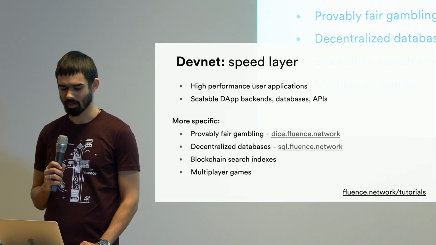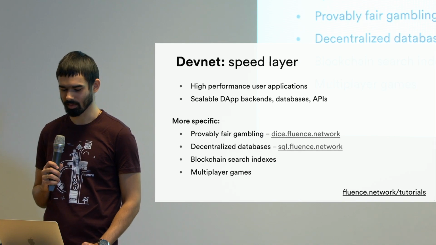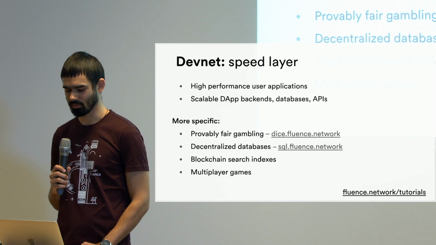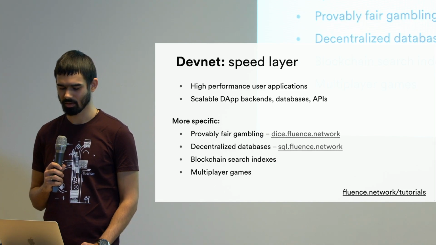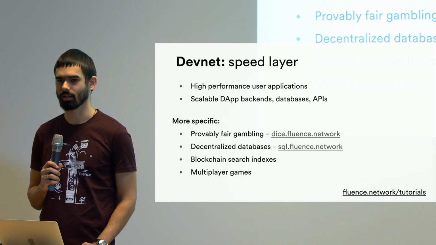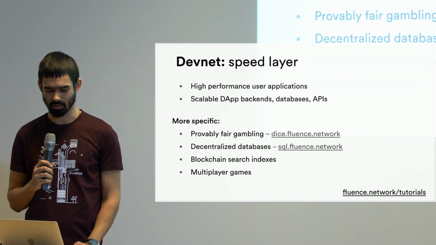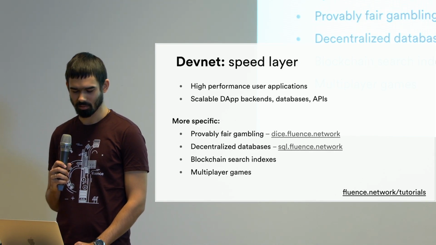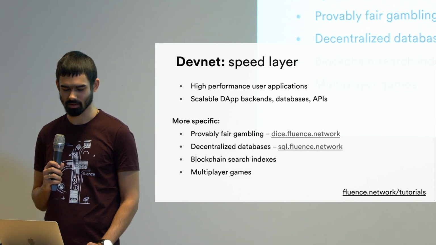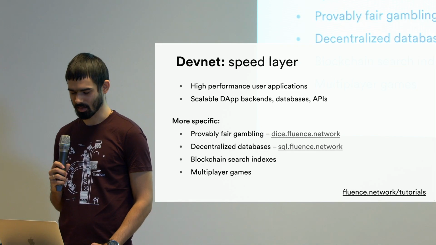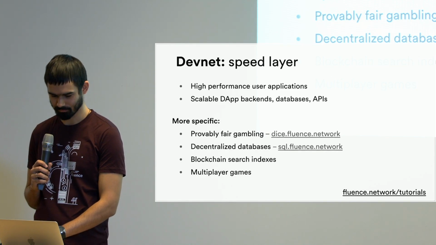For example, you can make fair gambling, like the game of dice. We have a tutorial for it, and it's deployed. You could have a decentralized database, for example, a SQL database, and we have one. It's deployed. You could implement blockchain search indexes or multiplayer games with low latencies, and so on.